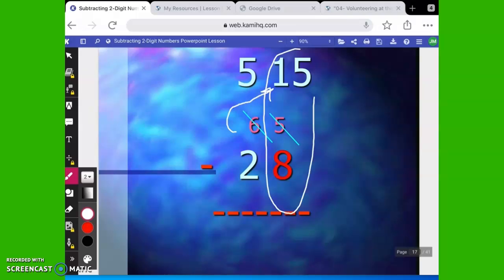So we can now look at subtracting. Remember, we want our largest number to be where? Our largest number needs to be on top. So is this correct now? 15 minus 8? Yes, it is.